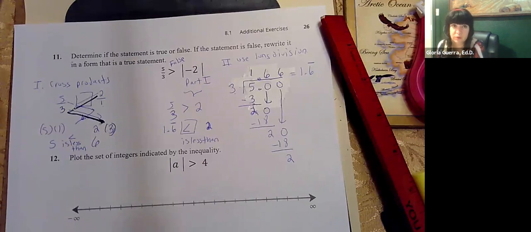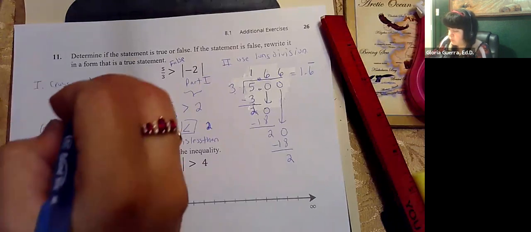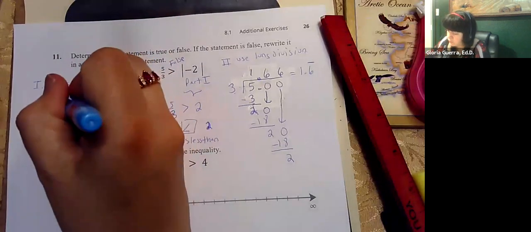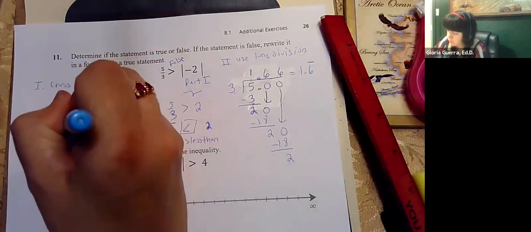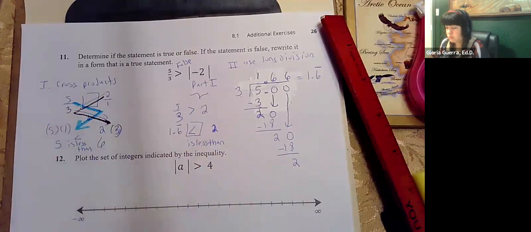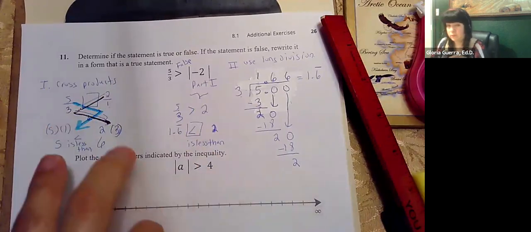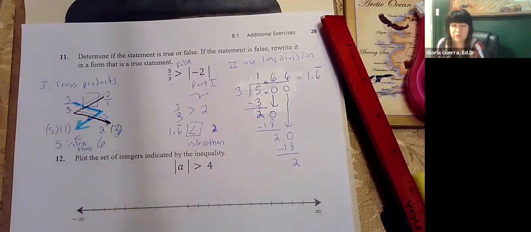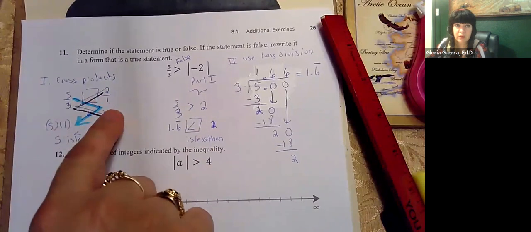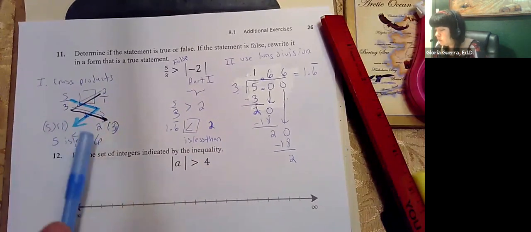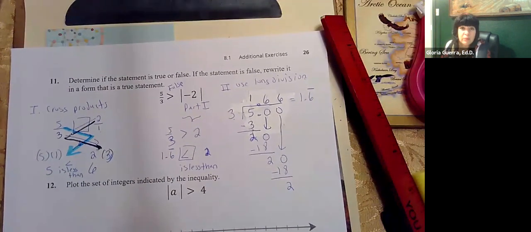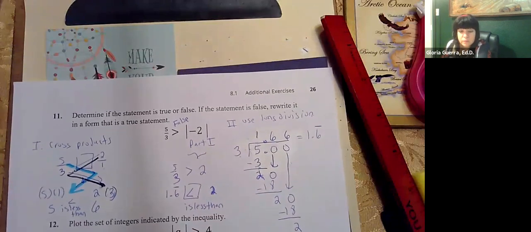So you either do cross products. With the cross products, you just have to be careful about the order. It's important. This is 5 times 1 and then 2 times 3. Sometimes students get it wrong because they do the cross products in a different order. You definitely have to start off with 5 times 1. So it's cross products or long division. Or the other one is to find a common denominator.